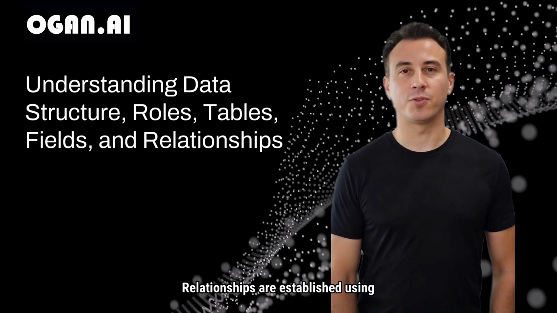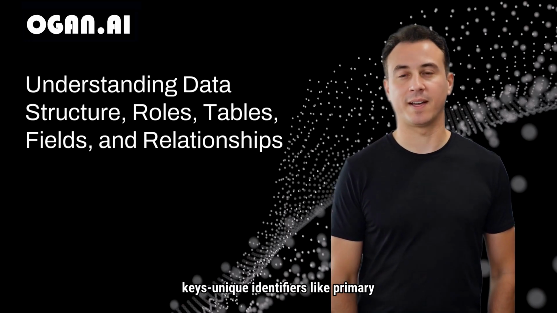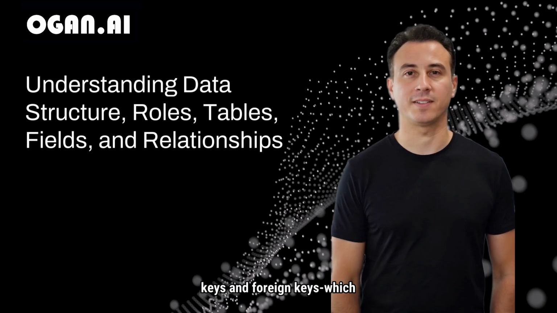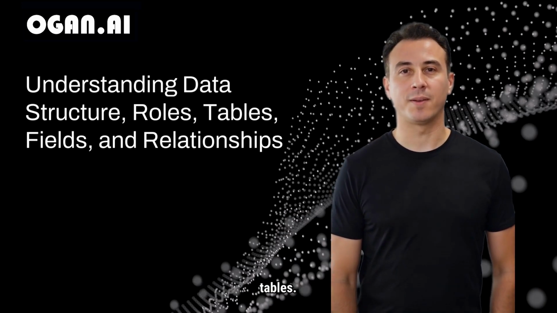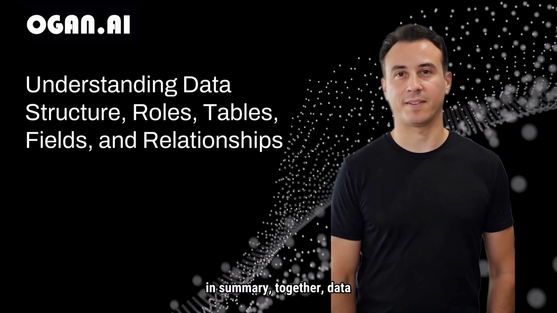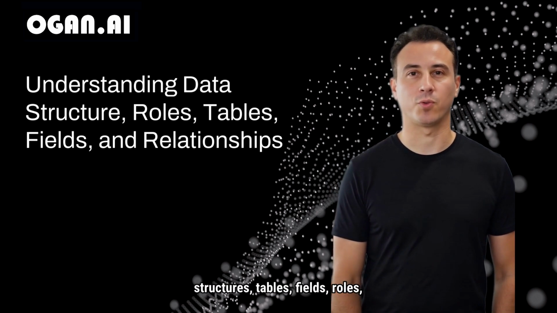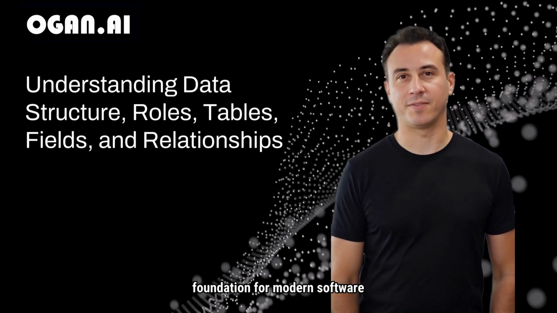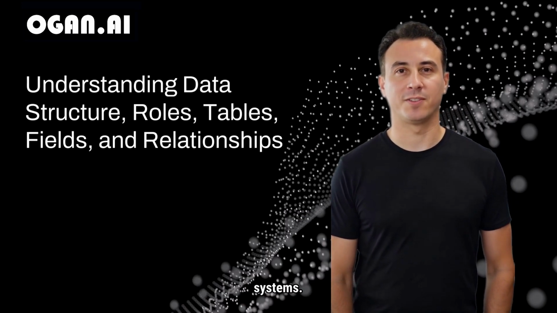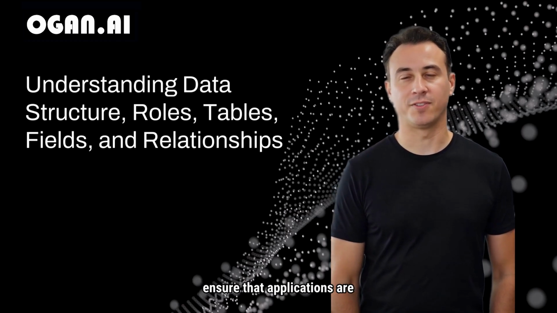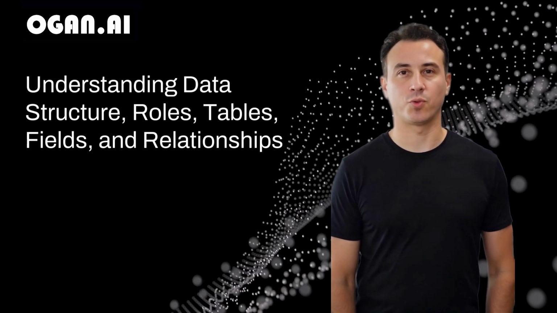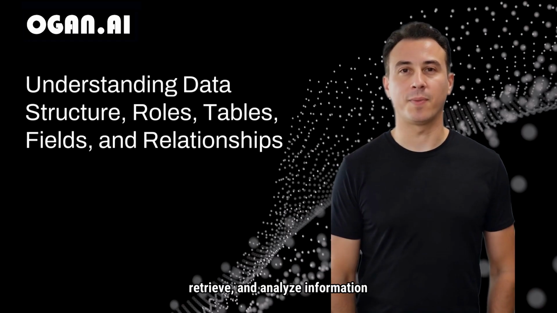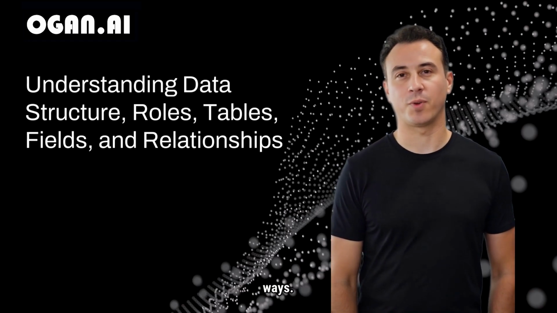Relationships are established using keys, unique identifiers like primary keys and foreign keys, which ensure the correct connection between related records across tables. In summary, together, data structures, tables, fields, roles, and relationships provide the foundation for modern software systems. Well-designed data structures help ensure that applications are secure, flexible, and scalable, making it possible to store, retrieve, and analyze information in powerful and meaningful ways.